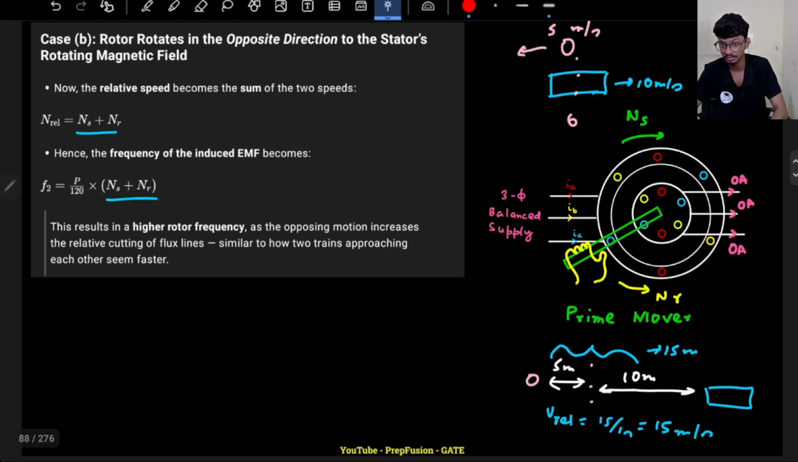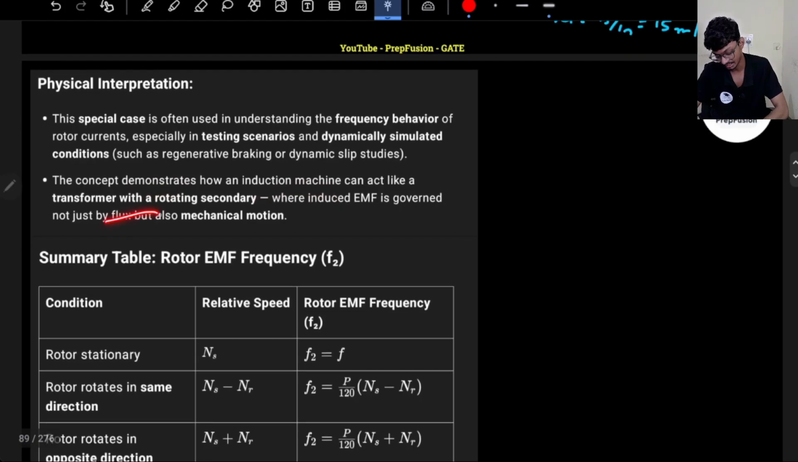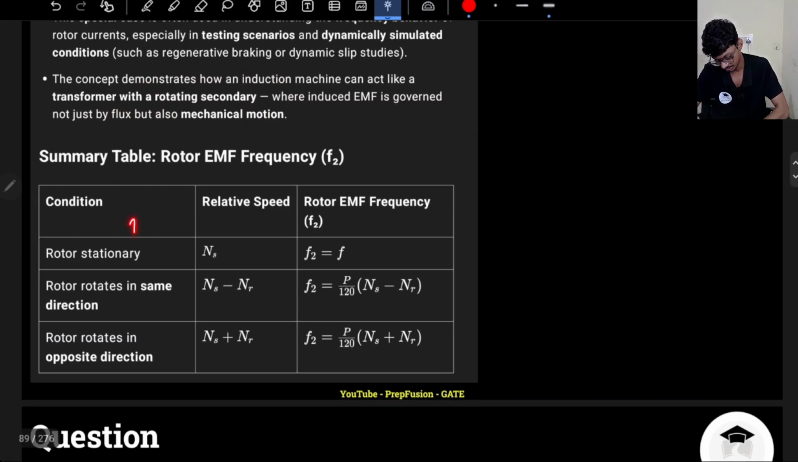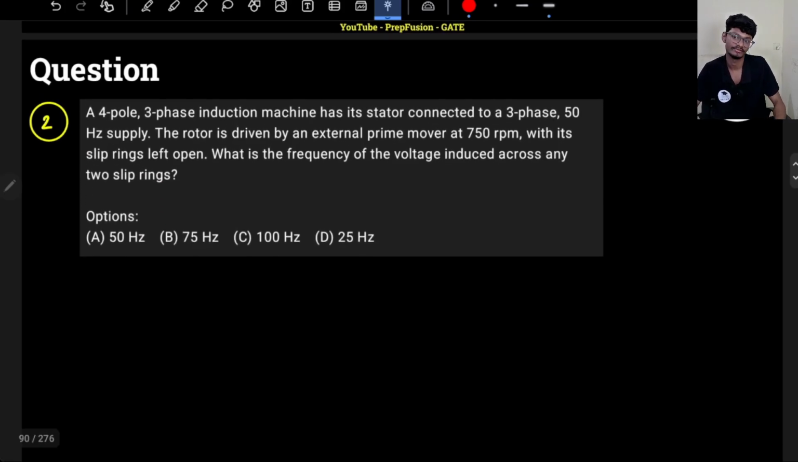That can only be done in a wound rotor, it cannot be done in a squirrel cage, right? So this concept demonstrates how an induction machine can act like a transformer. But remember, it is not exactly like a transformer because the frequency is different. It is similar to a transformer with a rotating secondary. So I hope you have understood, this is basically the summary. Now let's do a question and try to understand it even further.